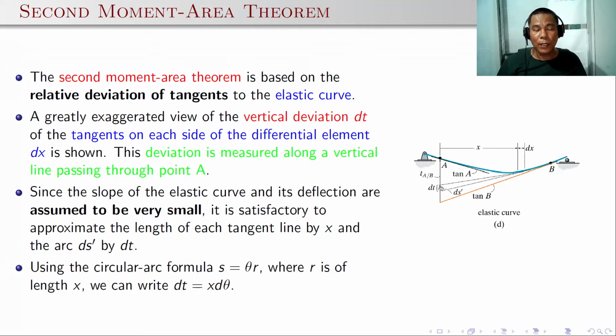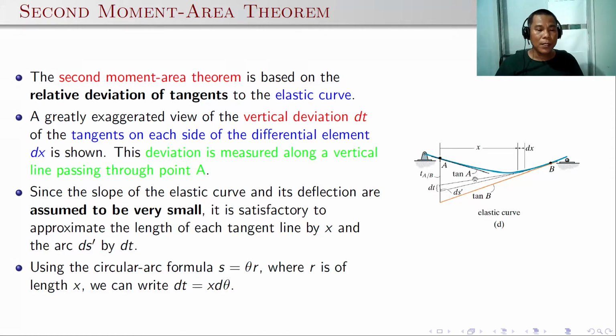Since the slope of the elastic curve and its deflection are assumed to be very small, it is satisfactory to approximate the length of its tangent line by x. So this is our approximation, because the deflection is assumed to be very small. So if we assume that this distance is x, then also this distance will be equal to x, and so this one, so that the arc ds is also equal to dt.